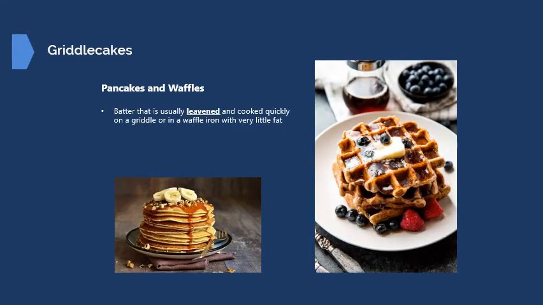One such griddle cake that we always think about is pancakes and waffles. This is batter that is usually leavened and cooked quickly on a grill or in a waffle iron with very little fat. The griddle cakes that you see in the picture here, the pancakes, get a nice fluffy texture by searing them on a flat top or in a saute pan and flipping them over once they start to bubble. Then you're going to get a little rise out of it, a little puff, and that's going to give it that nice soft texture.